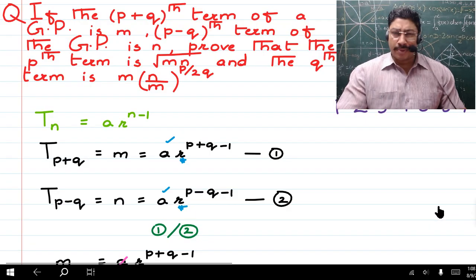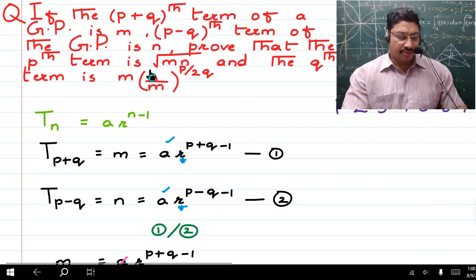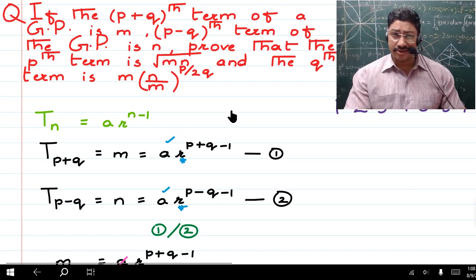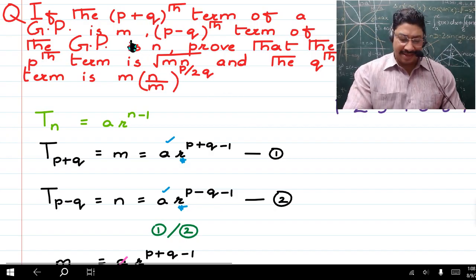Okay, now let's quickly have a second explanation, so that if there is any doubt remaining, all of that gets cleared. So here children, we have been given that there is a geometric progression, and you already know what a geometric progression is, and in that we have the p plus qth term, which is m. So as we know that Tn is equal to a times r raised to the power n minus 1, the p plus qth term is going to become equal to m, which has been given to you, is a times r raised to the power p plus q minus 1. That means whatever the value of this n is, from that we subtract 1.